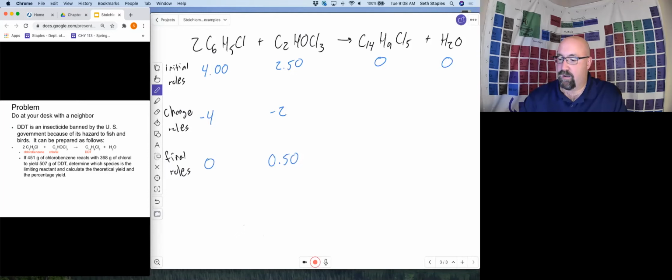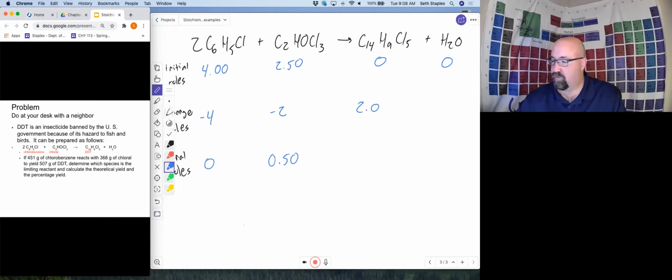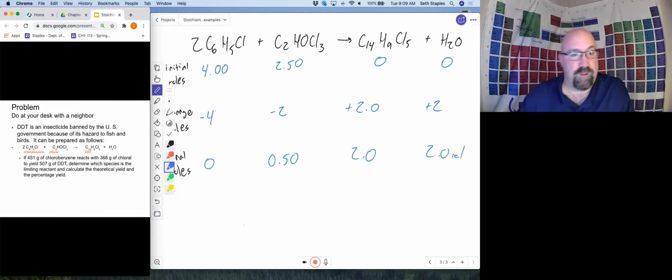For every 2 chlorobenzenes that I lose, I only gain 1 DDT. And so that means that I'm going to change by an amount of 2 moles of DDT. I'm also going to change by 2 moles of water. And so for my final amounts, I'll have 2.0 moles of DDT and 2.0 moles of water. So now I know which is my limiting.